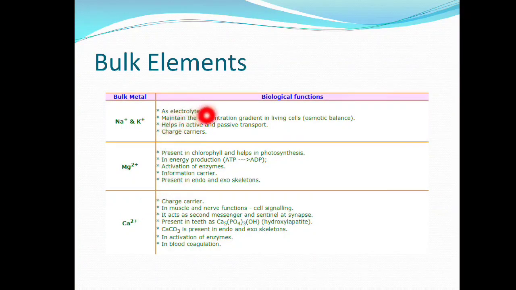What exactly is the biological role of these metals? Sodium and potassium have important roles as electrolytes in the biological system, and they maintain the concentration gradient in living cells, that is osmotic balance. These metals help in the active and passive transport in the biological system, and they are charge carriers. So among the bulk metals, sodium and potassium play an almost identical role in the biological system.